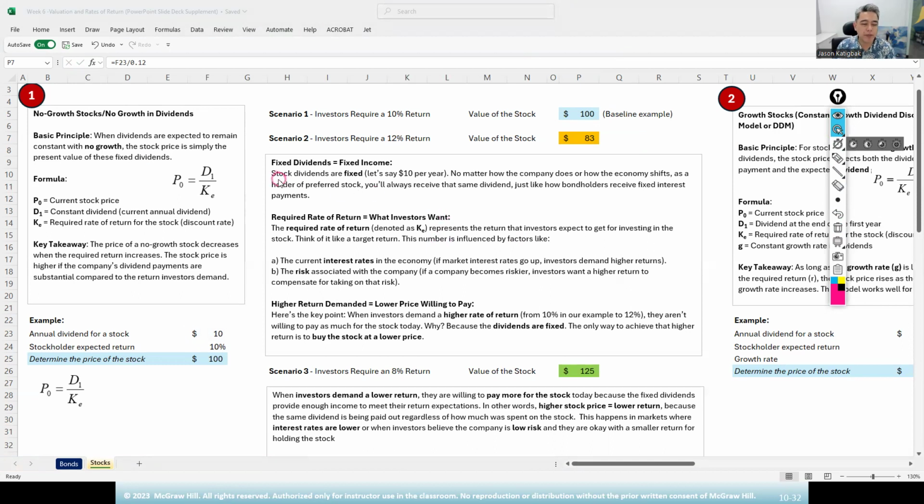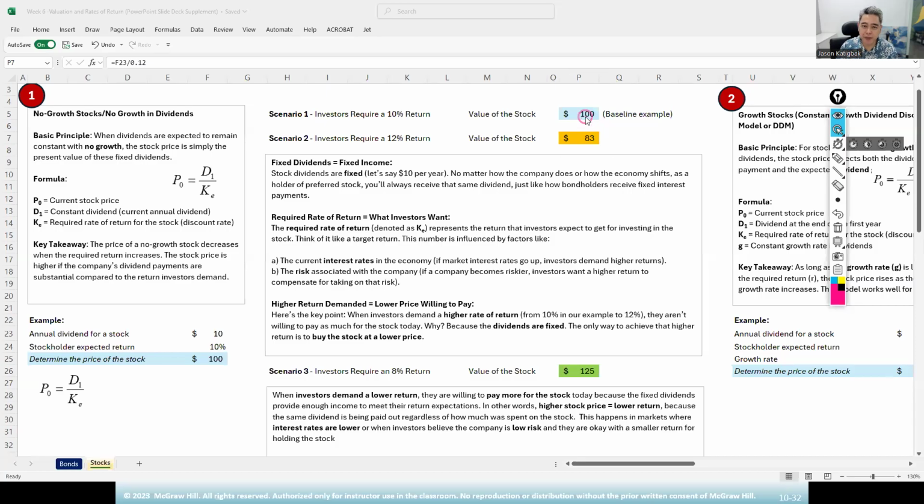So now what's the question? What happened? If it's a fixed dividend, then no matter how the company does or how the company shifts, as a holder of the preferred stock, you will always receive the same dividend, right? That's the basic premise. But what if the required rate is actually higher now? A higher rate demanded equals a lower price that you're willing to pay.